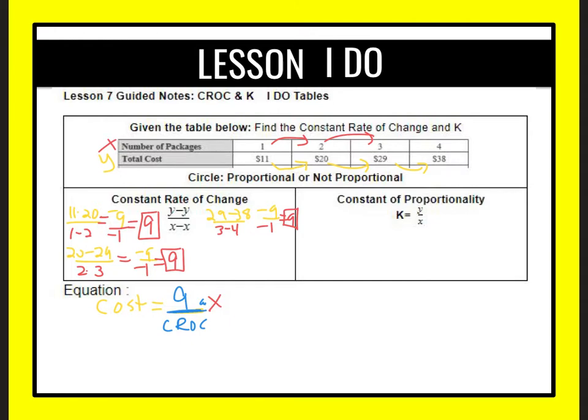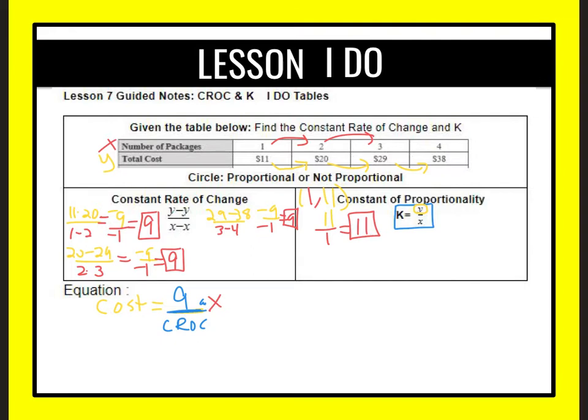So let's go see if this table is proportional. How do I check proportionality? Well, I need to take my y coordinate. Here it is, here's 11. For my first ordered pair, I have 1 comma 11. One package costs $11. So I'm going to literally take 11 divided by 1, and that's going to give me an 11. So I need to check if my ratios are equal or not.